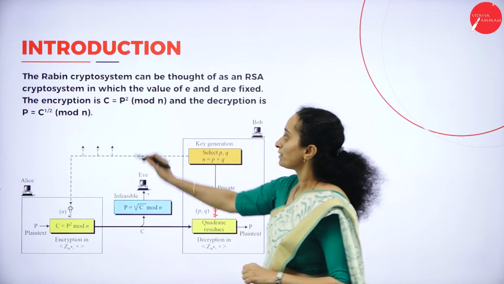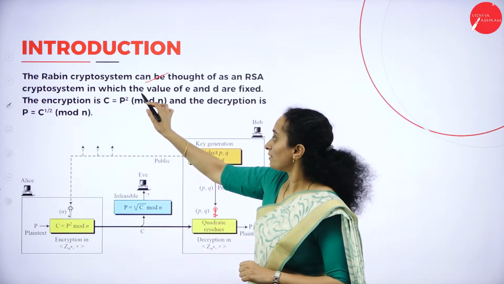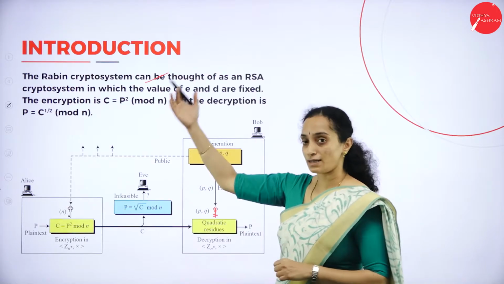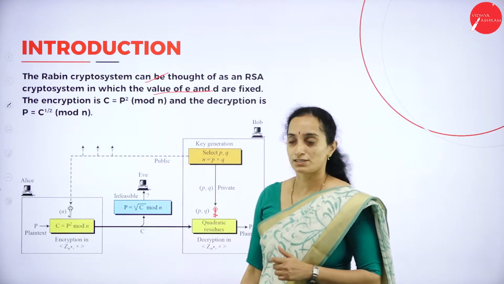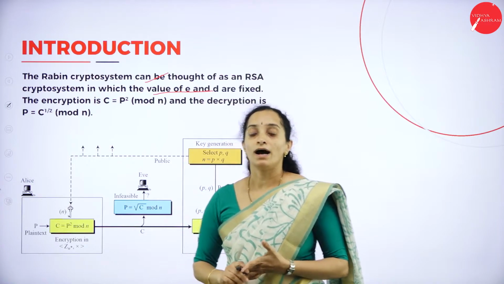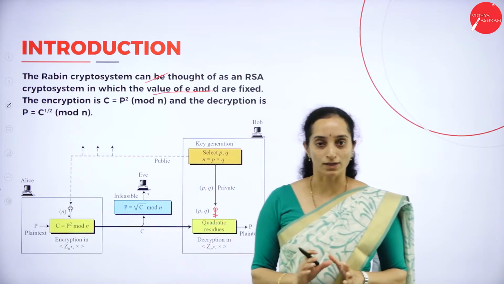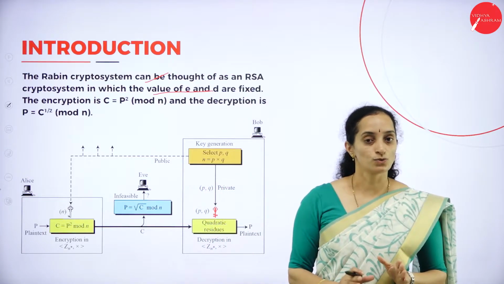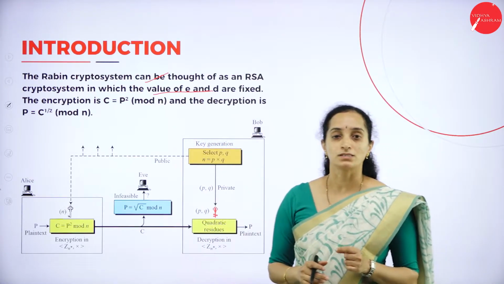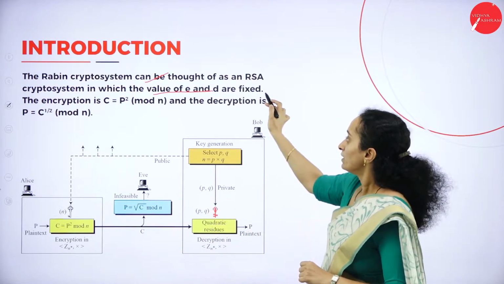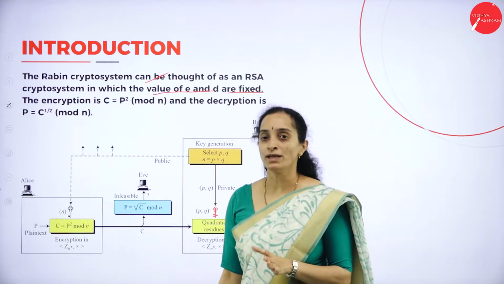The Rabin cryptosystem can be thought of as an improvisation of the RSA cryptosystem in which the values of E and D are fixed, and it uses quadratic congruence. The RSA cryptosystem uses exponential congruence, whereas the Rabin cryptosystem uses quadratic congruence. Here the values of E and D are always fixed and are not going to be changed.